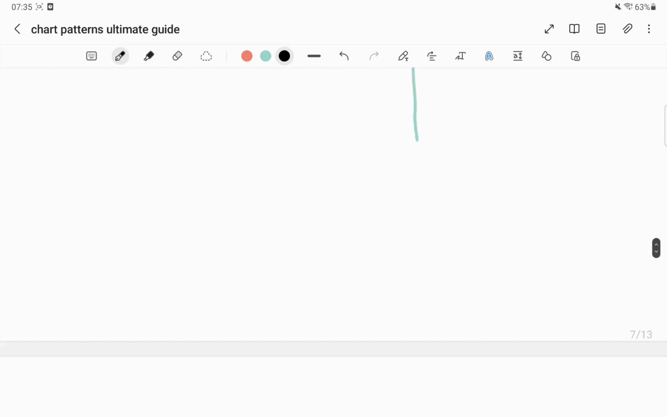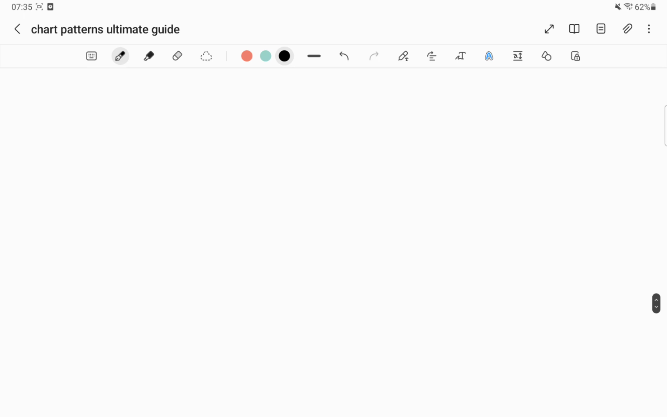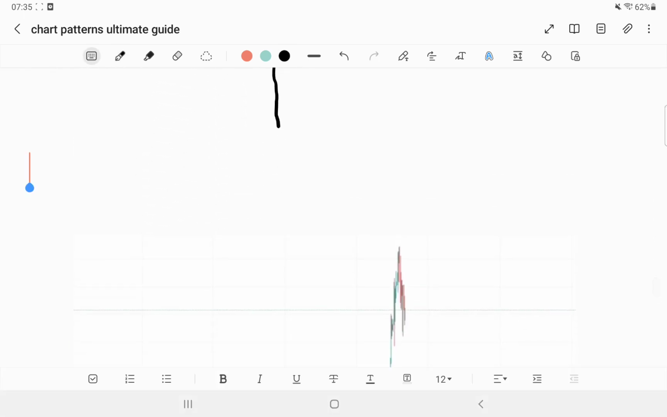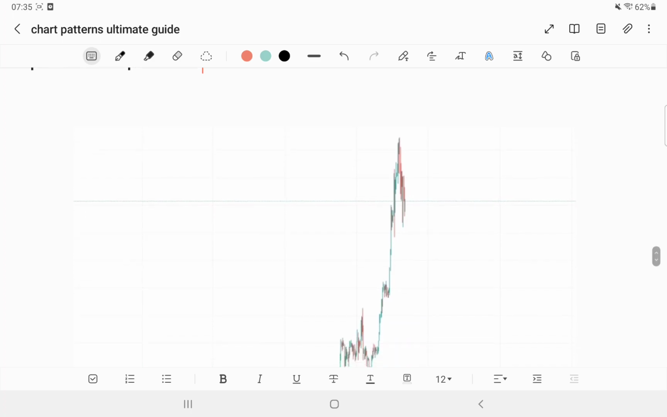Where is the... Right. So down here it was supposed to say there is some writing for a parabolic pattern, but for some reason it doesn't say that, so... This is a parabolic pattern. These are obviously bullish. These are very, very long time frames. This is not short-term trading, this is for long-term trading.